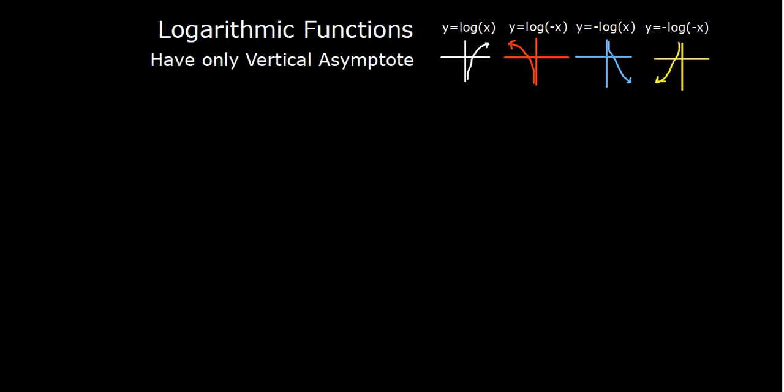Hi grade 12s. Today we are going to be looking at the logarithmic functions. They have only the vertical asymptote. Remember, the exponential functions have only the horizontal asymptote, which is the y value. So they've got the vertical asymptote, which includes the x values. So we need to look at how the graphs will look.